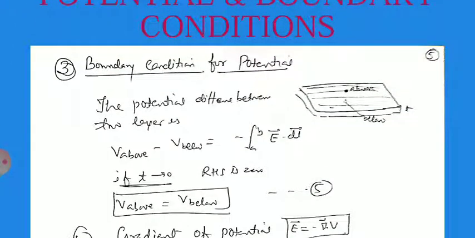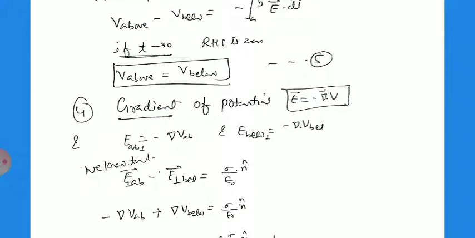Third, the boundary condition for potentials. The potential difference between the layers A and B, we can write phi above minus phi below equal to integral A to B E dot dl. So if t equal to 0, the right-hand side is 0, since the integral is over a zero length that we have considered. So phi above equal to phi below. And for the gradient of the potential, E equal to minus del phi, so E perpendicular above equal to minus del V above, and E perpendicular below equal to minus del V below.